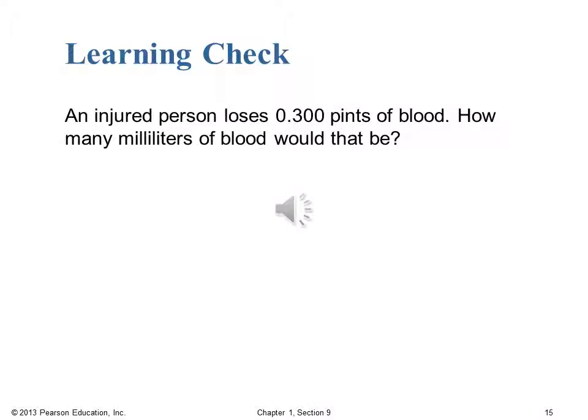Let's follow up with a learning check, and in this case we're looking at an injured person who loses 0.300 pints of blood. How many milliliters of blood would that be? And if this were, say, an exam question, you would expect me to give you the pints to liter conversion, but between liters and milliliters would be up to you.